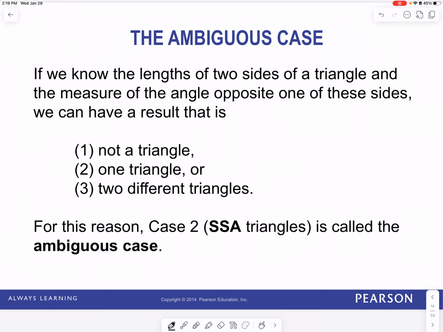So there's an ambiguous case that arises when we're working side-side-angle, right? So let's see it. If we know the lengths of two sides of a triangle and the measure of the angle opposite one of these sides, we can have a result that is one of the following. It can either be not a triangle, one triangle, or two different triangles, right? So it's an ambiguous case, and we'll walk through how to process it. For this reason, case 2 for the SSA, or side-side-angle triangles, is called the ambiguous case, right?